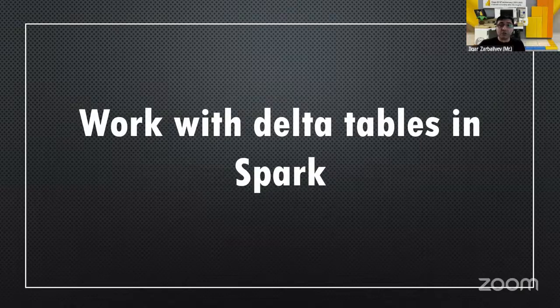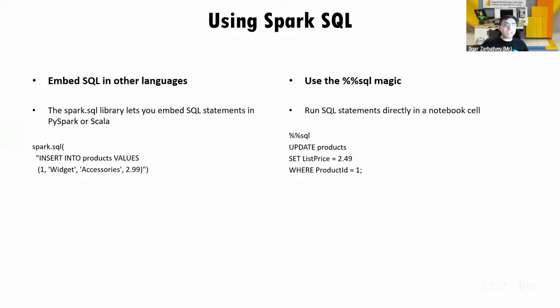With our tables created and tuned, let's turn to the day-to-day work, querying and modifying data in Delta tables from Spark. The most common way to work with data in Delta tables in Spark is to use Spark SQL, and there are two styles you'll see constantly. The first is embedding SQL statements inside another language, such as PySpark or Scala, by using the spark.sql library.